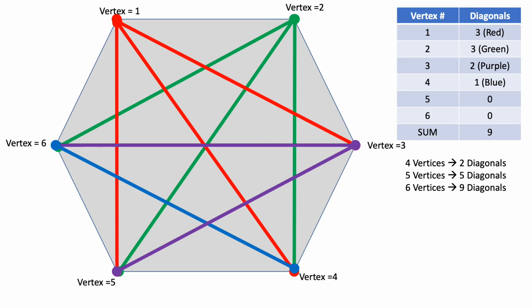Here you can see a pattern that the first 2 vertices have the same number of diagonals, and later vertices have a reducing number of diagonals like 3, 3, 2, 1, 0.